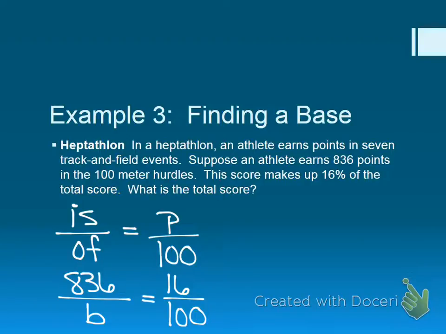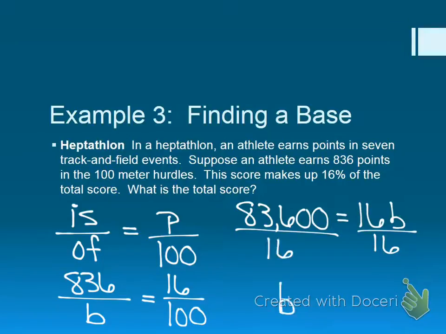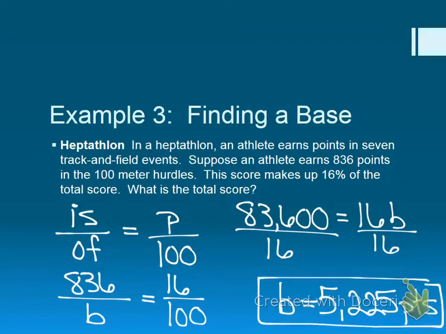All right, so cross products. Divide. B is 5,225 points. Again, look to see if your answer is reasonable. Your total should be significantly more than the part. Is it? Yes, because the part only makes up 16% of the total. So yes, my answer is reasonable.